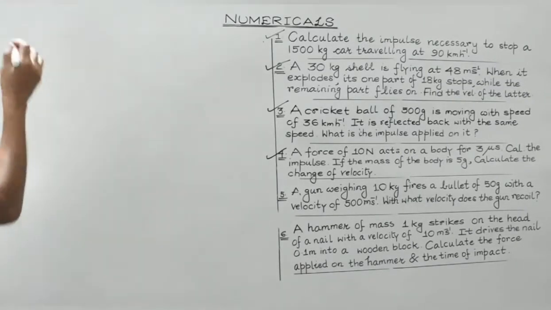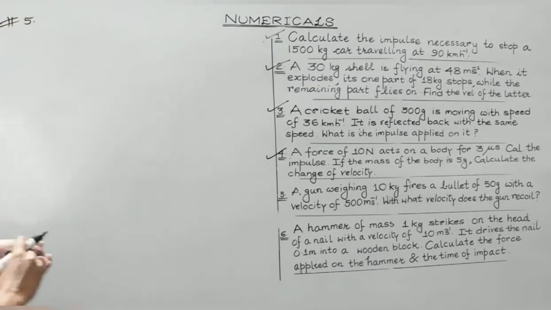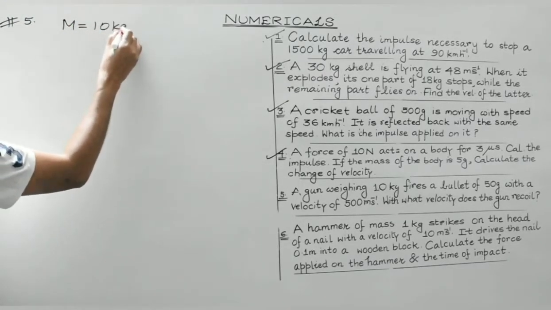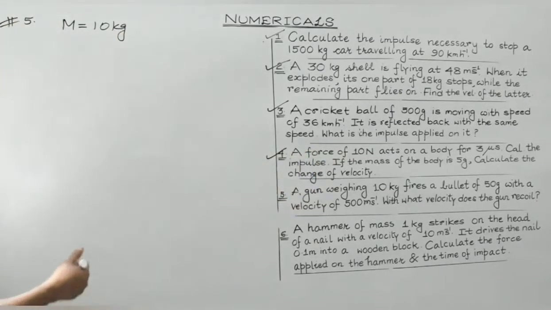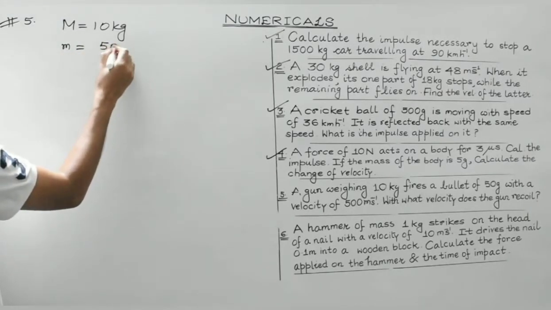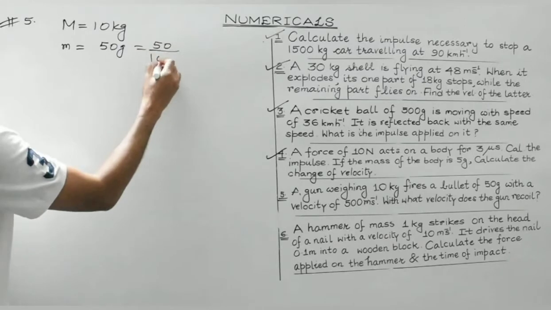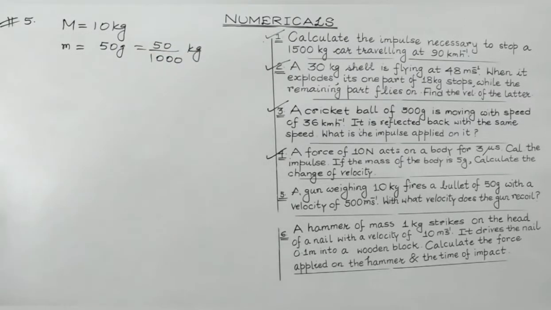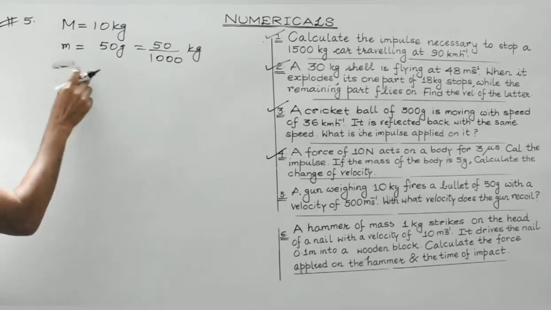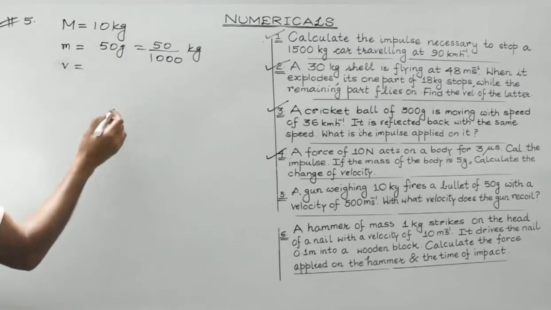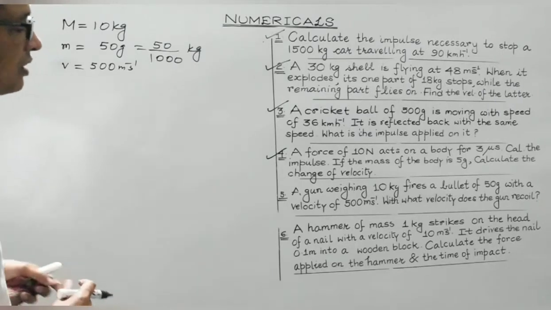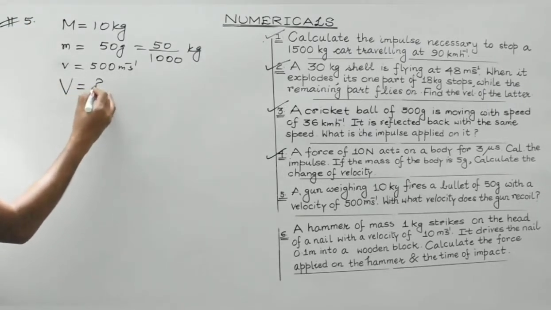Okay, question number 5. A gun, suppose the mass of the gun is represented by capital M, it is 10 kg. This is the mass of the gun. A bullet of mass 50 gram. Suppose the mass of the bullet is written by small m, it is 50 gram. So it will be 50 by 1000 kg. Don't forget to convert it in SI. With a velocity of 500 meter per second, the final velocity of the bullet is given to be 500 meter per second. With what velocity does the gun recoil? Capital V is to be determined.